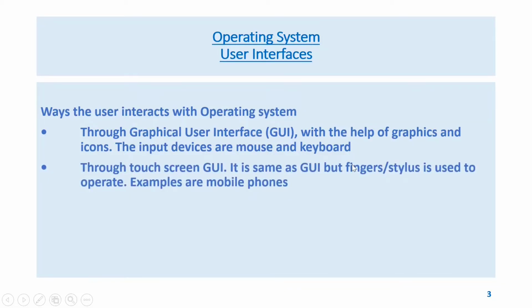Next is through touchscreen GUI. It is the same as GUI, but fingers or stylus is used to operate. Examples are mobile phones. There will be stylus attached to a mobile phone which you can use to operate the mobile phone, or you can use the fingers to operate the mobile phone. So through touch screen, the user interacts with the operating system.